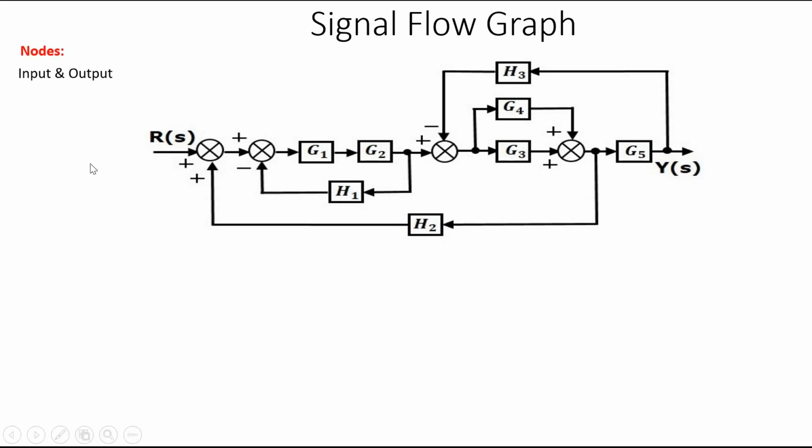First, input and output. The input point and the output point will each be a node. So this point will be a node, and this point will be a node in the signal flow graph. This is the input node and this is the output node.